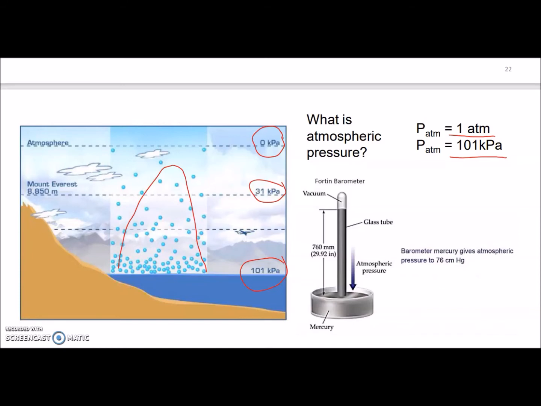How do we measure atmospheric pressure? It is measured using an aneroid barometer or a mercury barometer. Atmospheric pressure is measured using mercury. The reading of atmospheric pressure is 76 cm of mercury, because the height in a barometer is 760 millimeters.